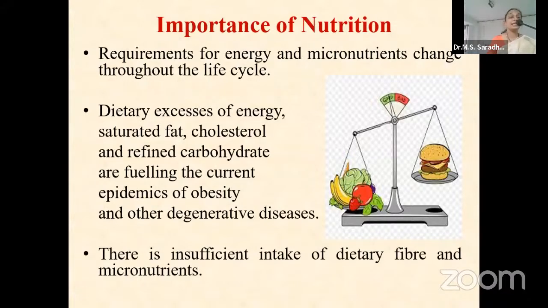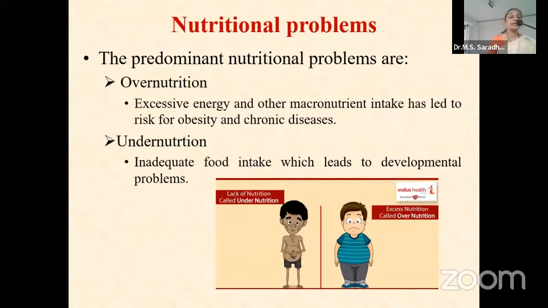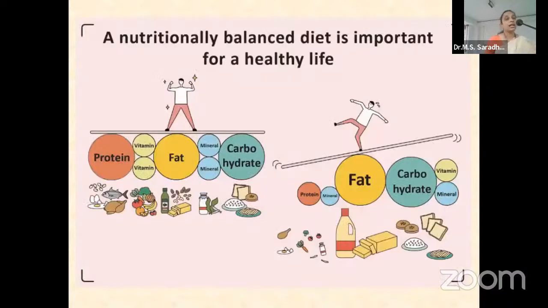The other prominent nutritional problems occurring are overnutrition, energy, and other macronutrient intake, which can lead to obesity and other chronic diseases. Undernutrition is due to inadequate food intake or unavailability or absorption of adequate nutrients, which can lead to developmental problems. Hence, a nutritionally balanced diet is important for a healthy life and healthy living.